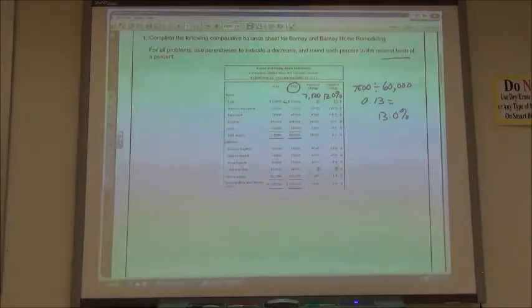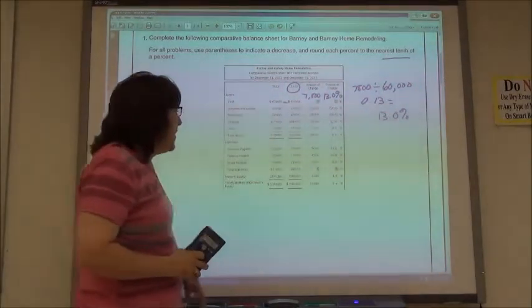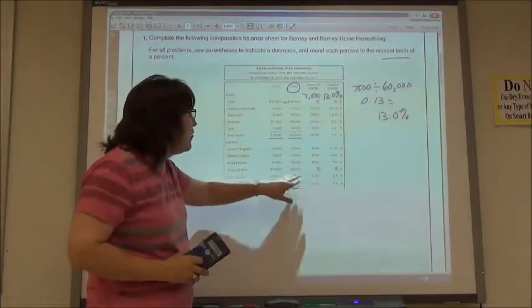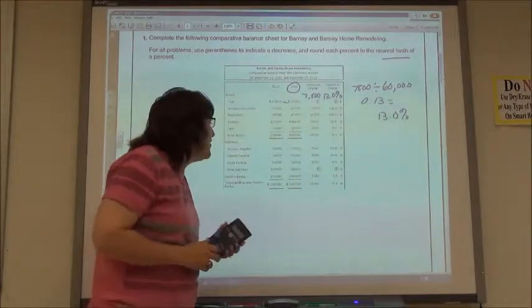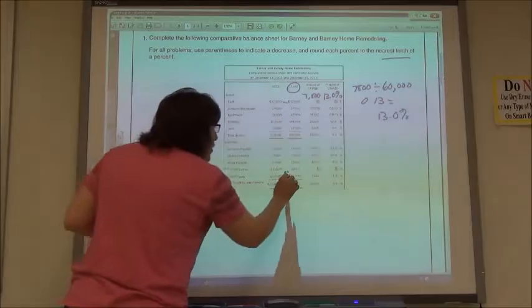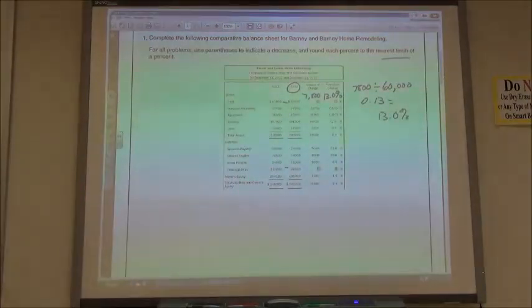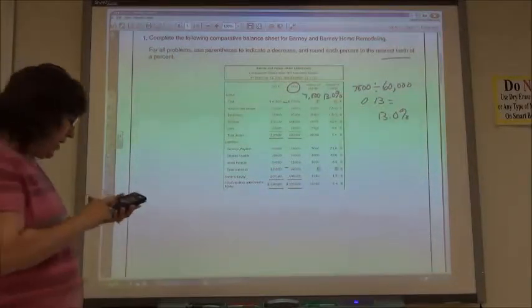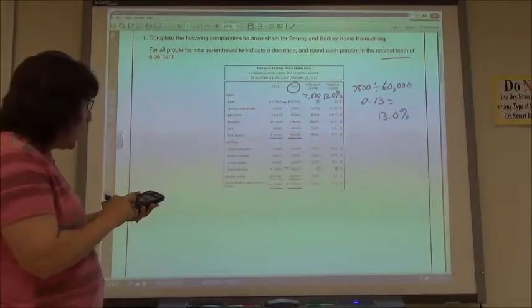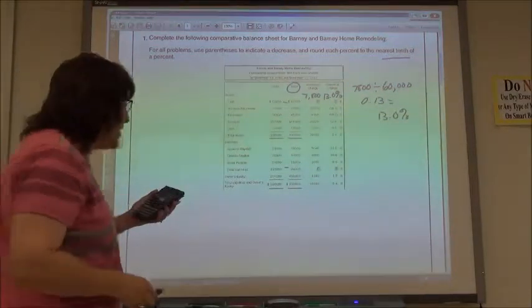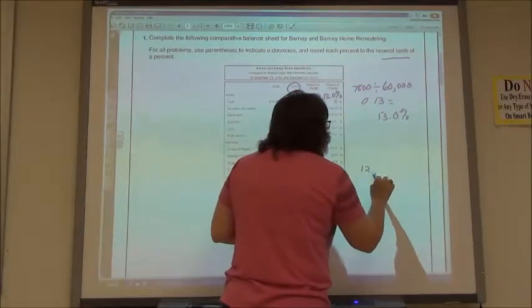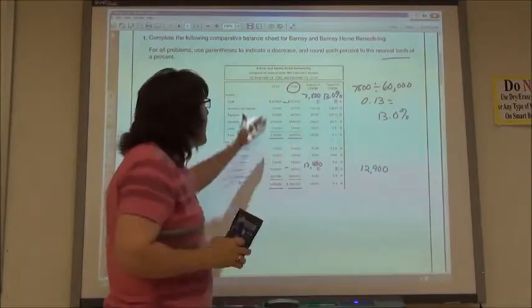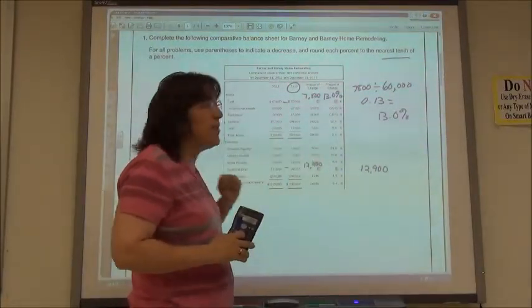Then it also wants us to do the total utilities. Again, here my utilities in 2012 were $99,000. In 2013 they increased, they went up to $111,900. So the first thing we're going to do is just subtract those two amounts to figure out how much it changed by. 111,900 minus 99,000 gives me 12,900. Now that 12,900 is a positive number because in 2013 it was more than in 2012, so it went up.